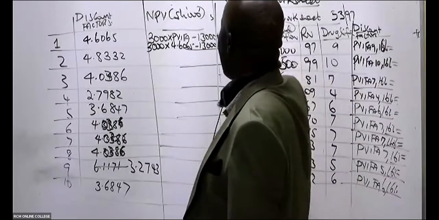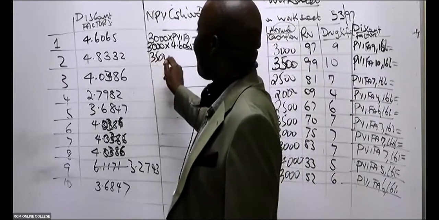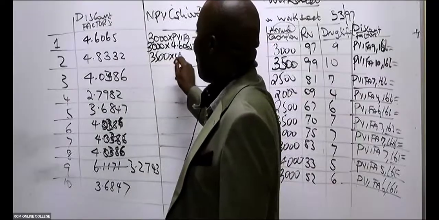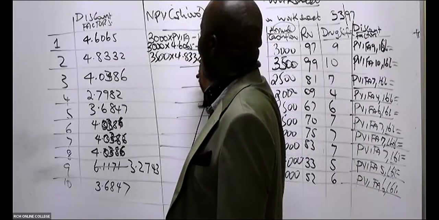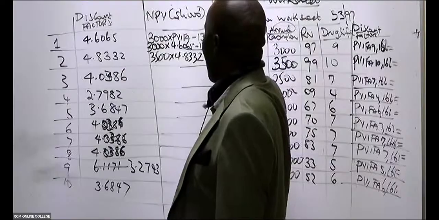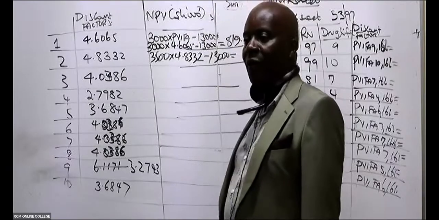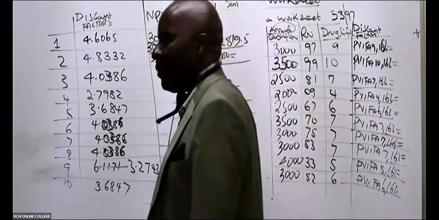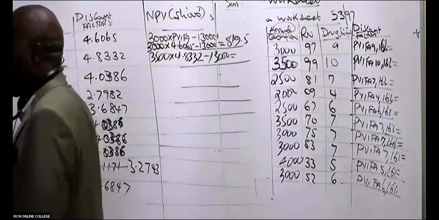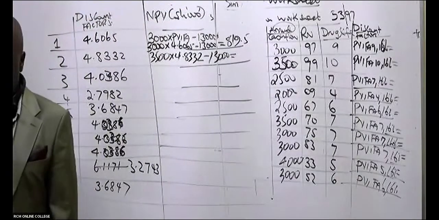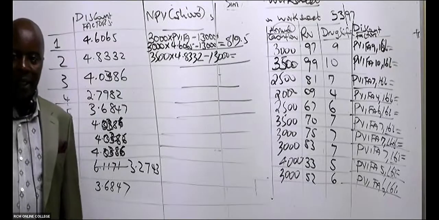The second one, I can see it's 3,500 every year times the discounting factor, which is 4.8332, minus this 13,000. The 13,000 is common across. It doesn't vary, yeah? That remains like that throughout.